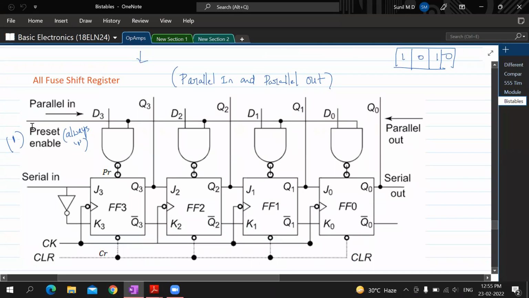Now see here, this is the preset enable, which is commonly given to all the gates as one of the inputs. All of these inputs are ones here. So this is one, this is one, this is one, and this is also one. So if one of the inputs is one in all these AND gates, together it is an AND gate. What would be the output? This output would be D3, this would be D2, this would be D1, and this would be D0. Is that understood now, everybody?